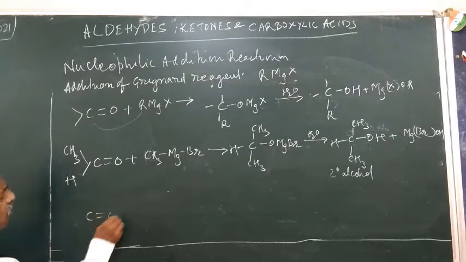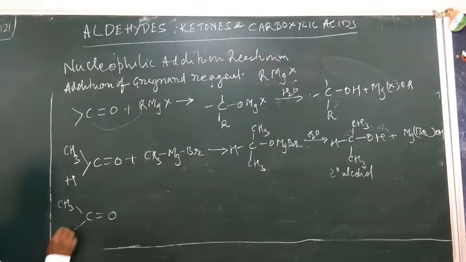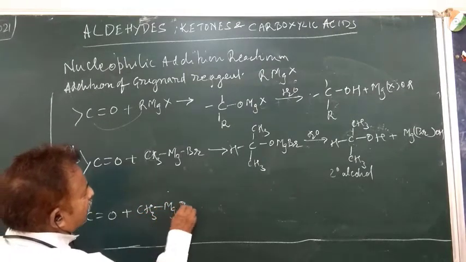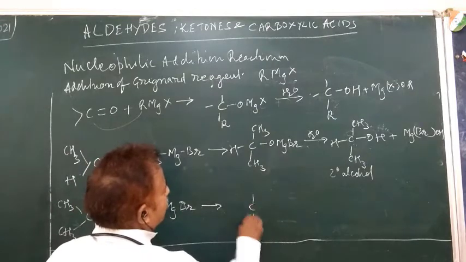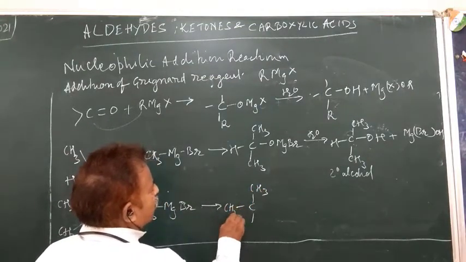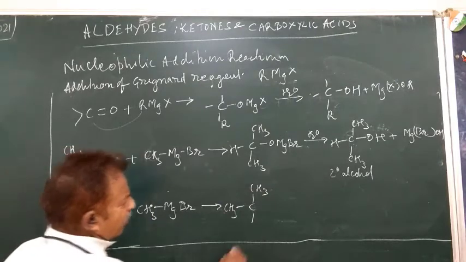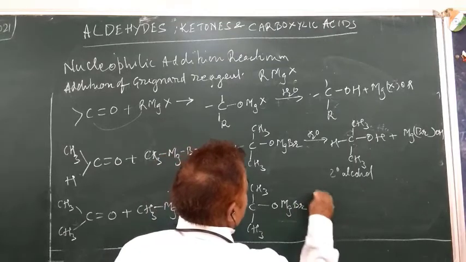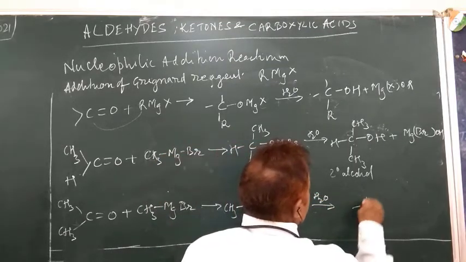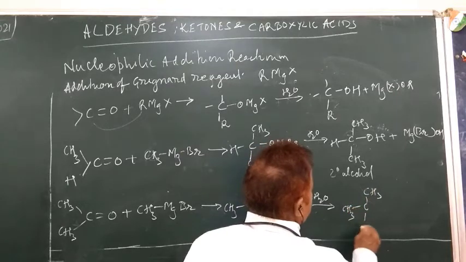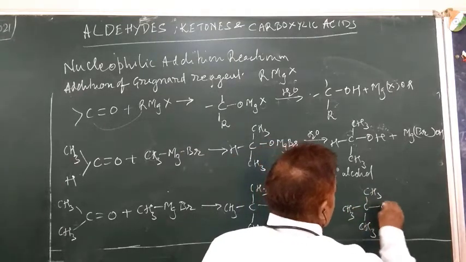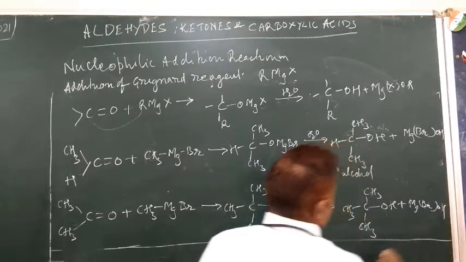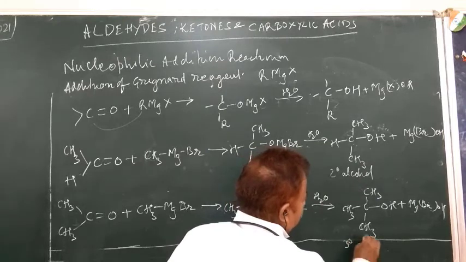Let us see ketones. CH3 plus CH3MgBr, we get C, CH3. These two methyl groups are also present on the carbon. OMgBr. On hydrolysis we get C, CH3, CH3, CH3, OH, and MgBr, OH. This is a tertiary alcohol.